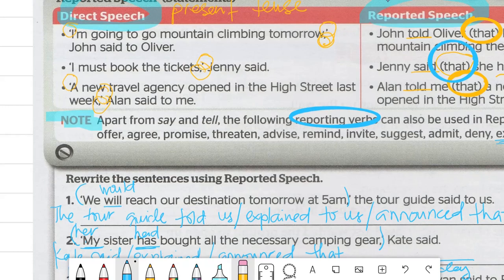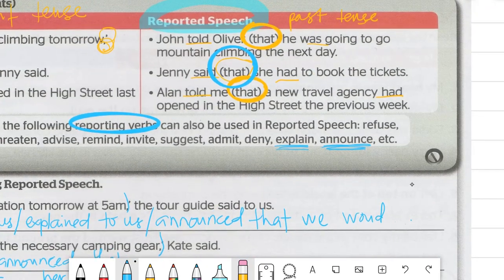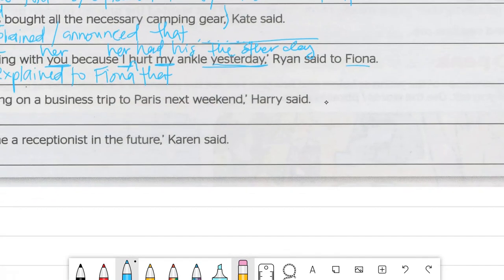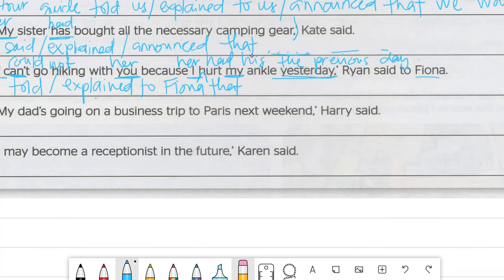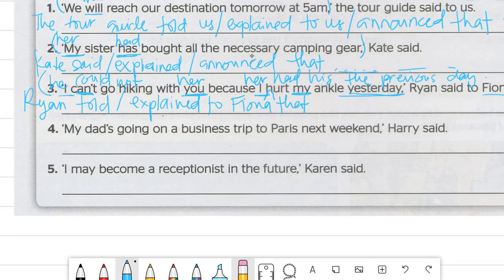Open in the high street. Okay, a new travel agency open in the high street last week. Yang ni, open in the high street the previous week. Okay, last week tukar ke previous week. Yang ni, yesterday tukar ke the previous day. Sorry, bukan the other day. The previous day sepatutnya. Okay. So from here until here you sambung. Okay, you continue the sentence.